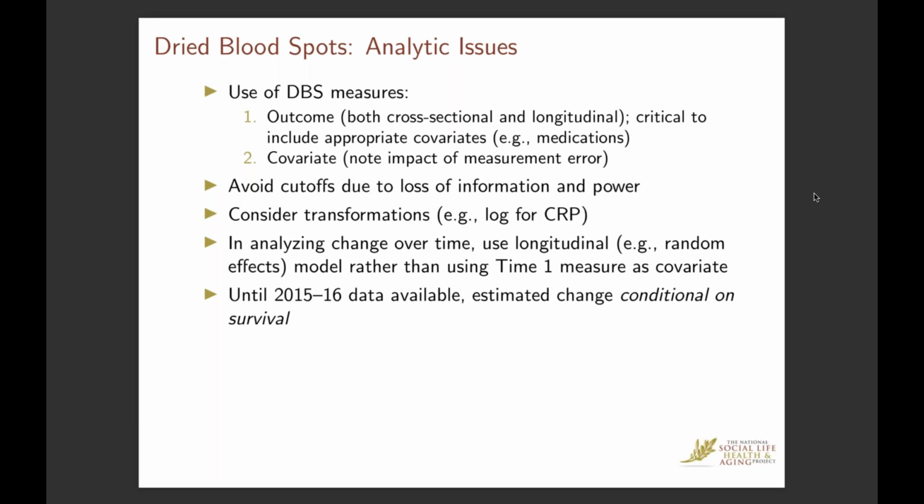And then finally, until our 2015-16 data are available, simply keep in mind that if you're analyzing change in these DBS measures from 2005 to 2010, or wave 1 to wave 2, you're doing that conditional on people surviving between those two time points. And that means that you're getting a different estimate of that change than you would have if you didn't have that attrition in the data set. So I'll stop there so that we can get a few questions in here.